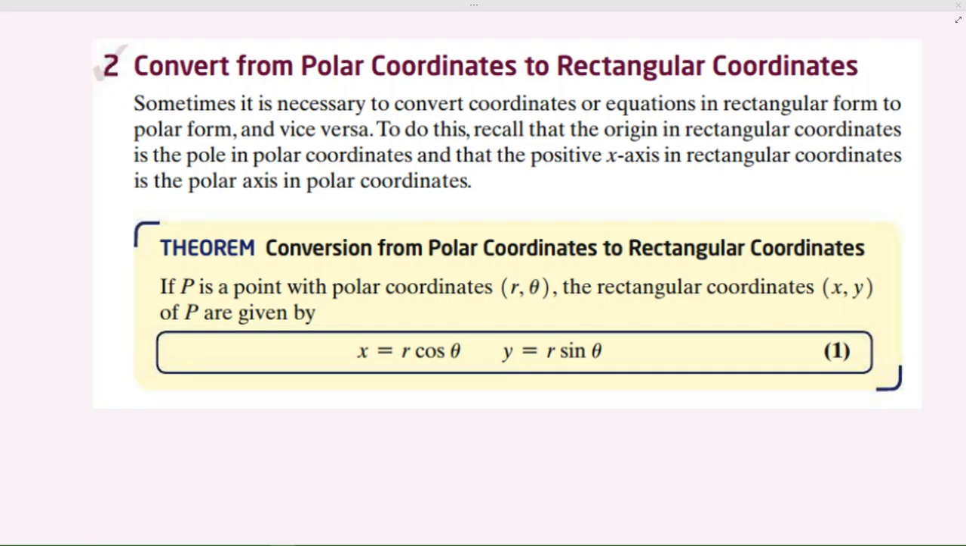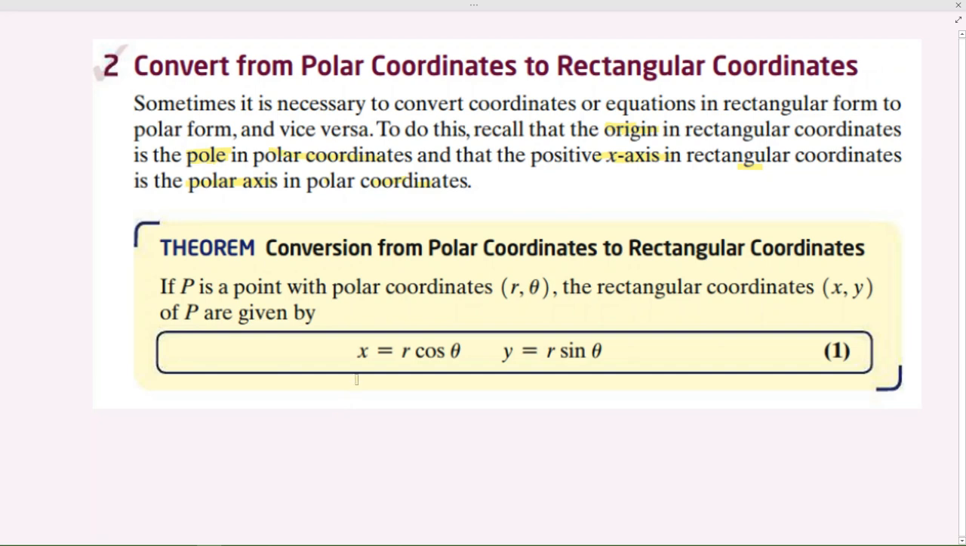Okay, so we're going to look at how to convert from one coordinate system to the other. So the relationship we know that they have is that the origin of our rectangular coordinates is the same as what we call the pole, where the angle vertex is, in our polar coordinates. And then the x-axis in the rectangular coordinates is the same as the polar axis in polar coordinates.